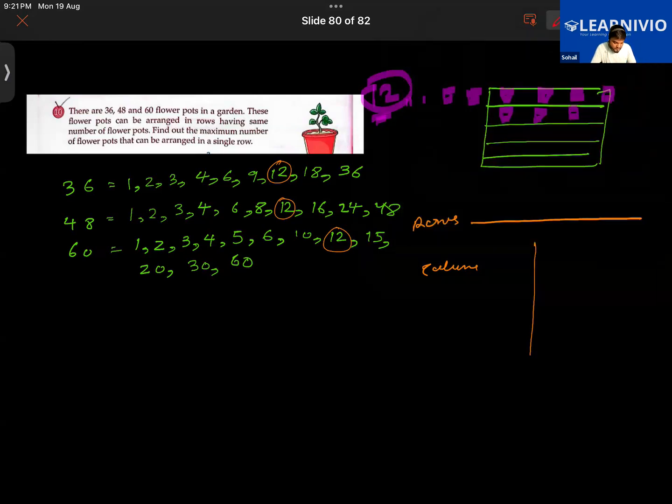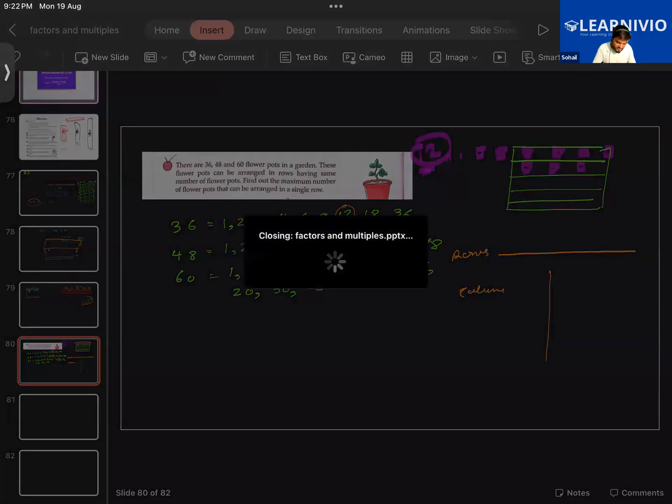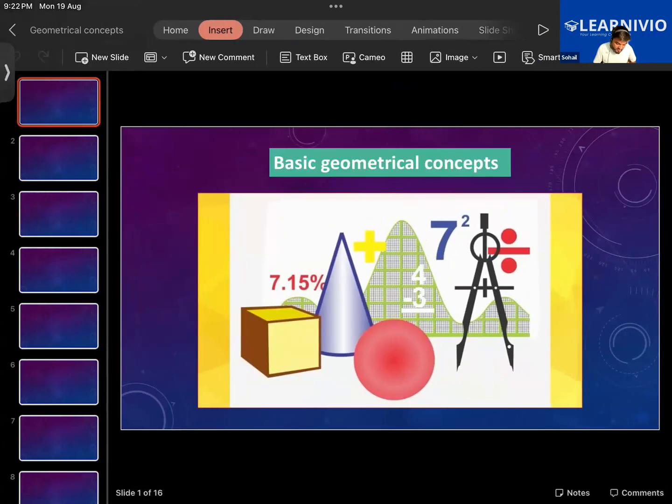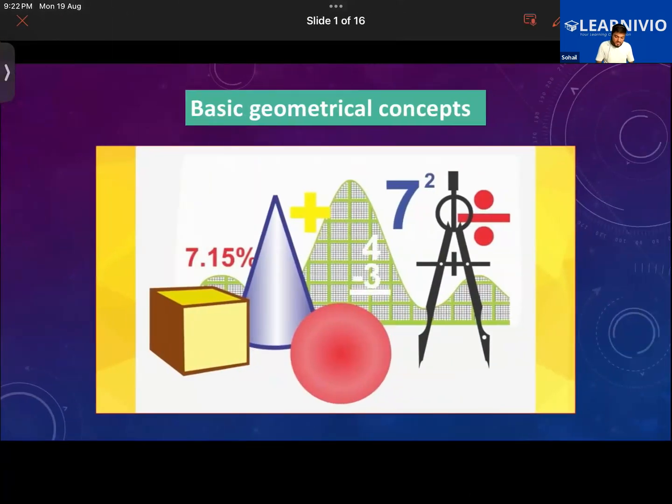Okay. So here we have completed this chapter. In the next class, we'll be beginning with a new chapter. Today it won't be possible, but in the next class, we'll be learning about basic geometrical concepts.